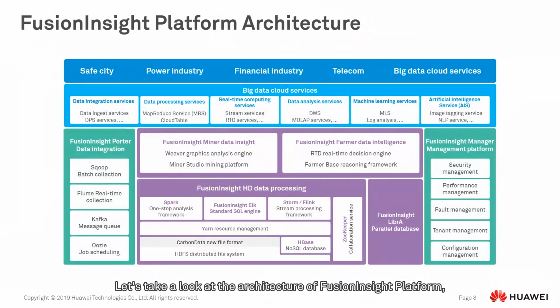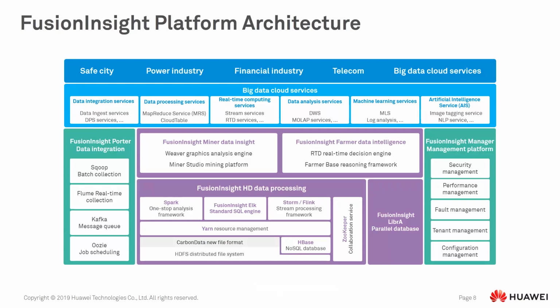Let's take a look at the architecture of the FusionInsight platform. It consists of FusionInsight HD, FusionInsight MPPDB, FusionInsight Porter, FusionInsight Miner, FusionInsight Farmer, and FusionInsight Manager. So FusionInsight Libra, which is FusionInsight MPPDB, is a relational database for large-scale parallel processing. It adopts the massive parallel processing architecture, supports both row-based and column-based storage, and it's capable of processing PB-level data.